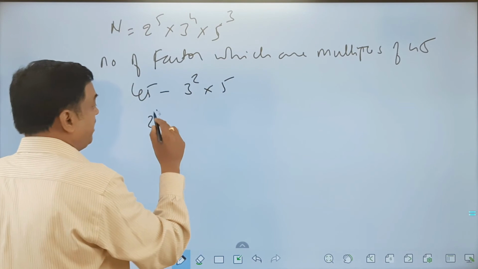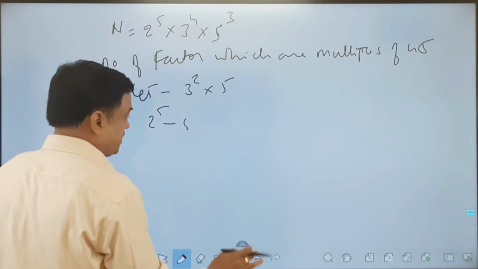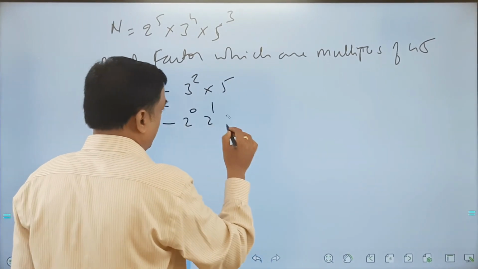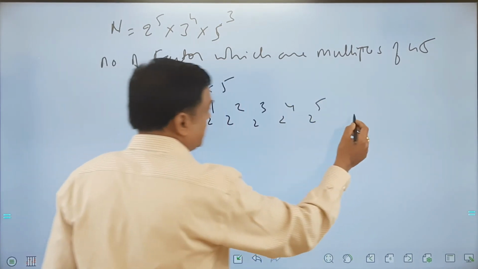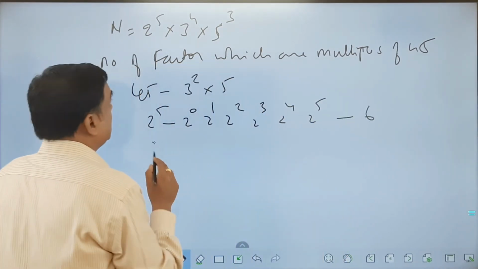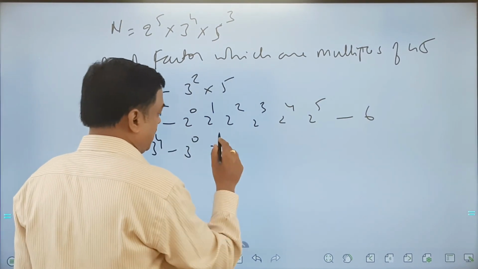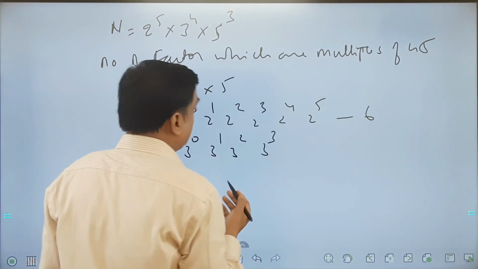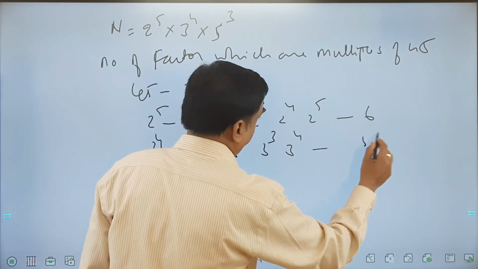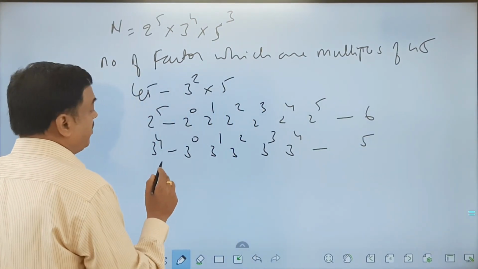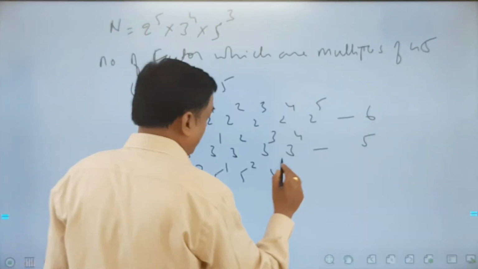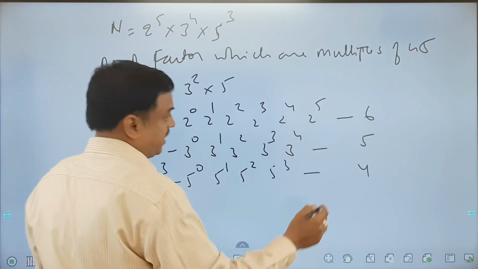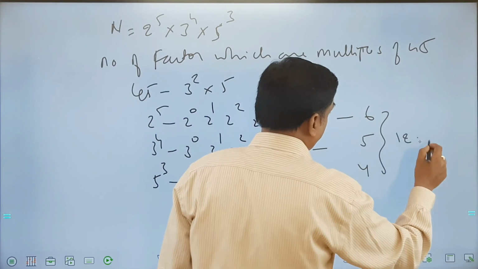So 2 power 5 we can write as 2 power 0, 2 power 1, 2 power 2, 2 power 3, 2 power 4, 2 power 5. That is total 6 possibilities here we have. 3 power 4 we have 3 power 0, 3 power 1, 3 power 2, 3 power 3 and 3 power 4. Total 5 possibilities are there. 5 power 3 can be written as 5 power 0, 5 power 1, 5 power 2, 5 power 3. That is total 4 possibilities and we all know it is total 120.